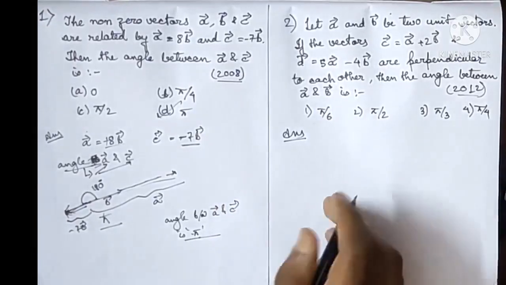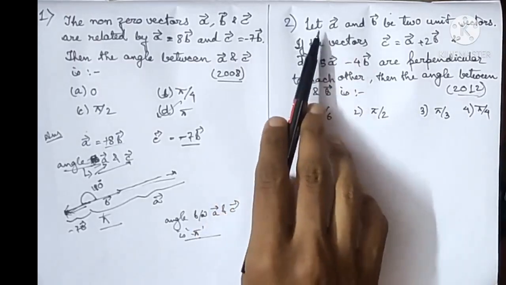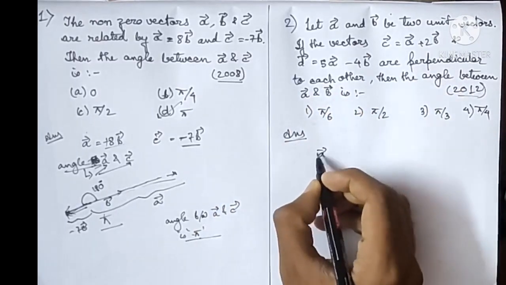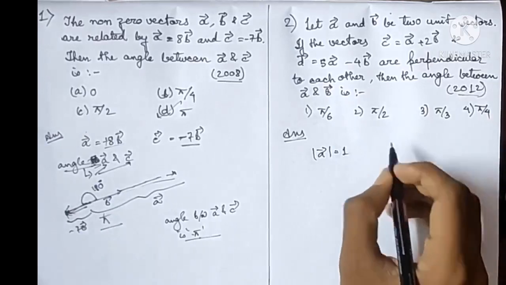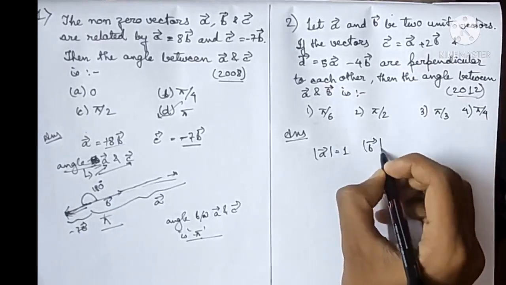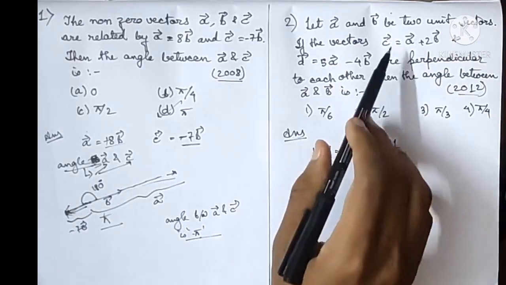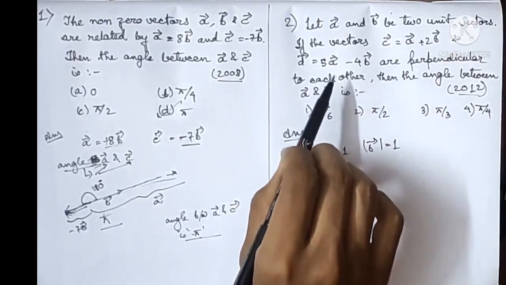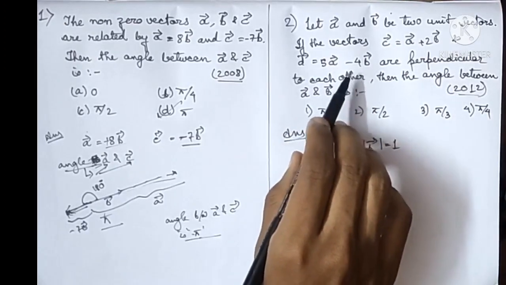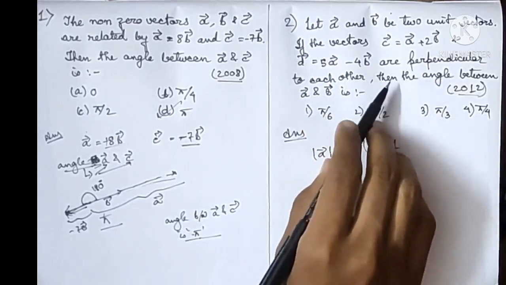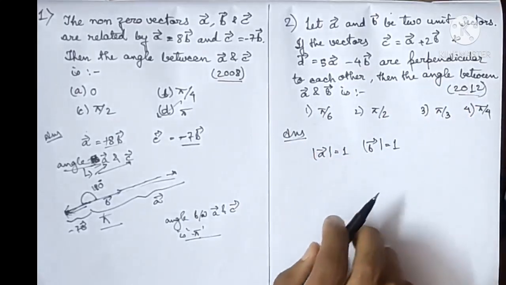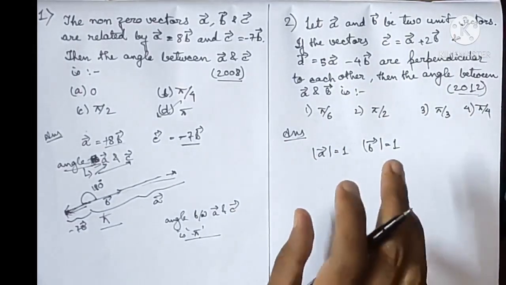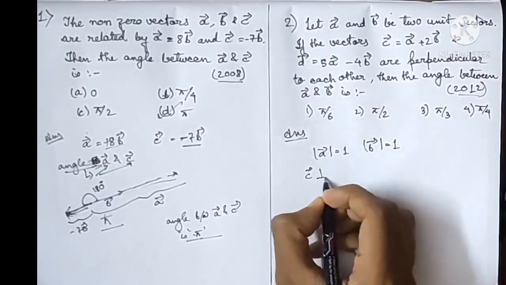The answer of this one is, see, here we have, let A and B be two unit vectors, so the magnitude of A is equal to 1 and the magnitude of B is also equal to 1. If the vectors C equal to A plus 2B and D equal to 5A minus 4B are perpendicular to each other, then the angle between A and B is. They have told that these two vectors are perpendicular, that is C is perpendicular to D.